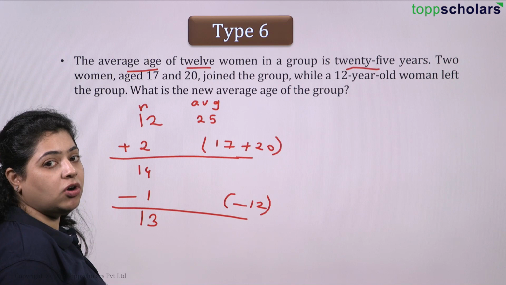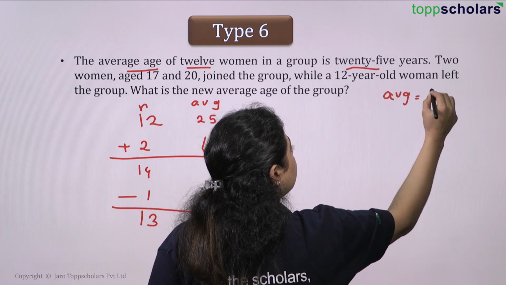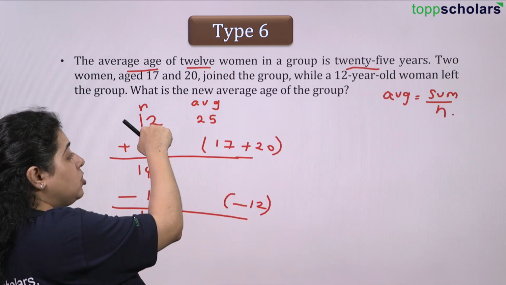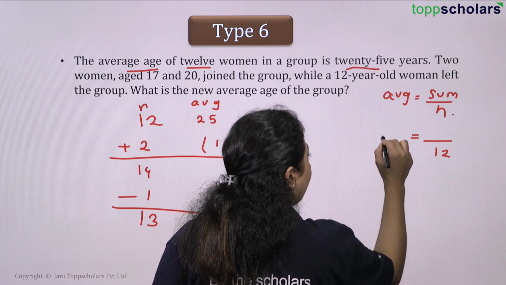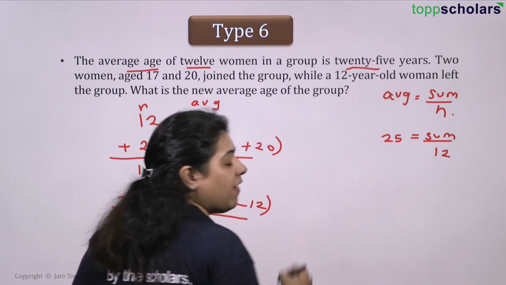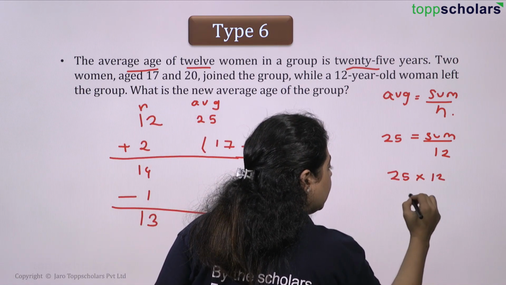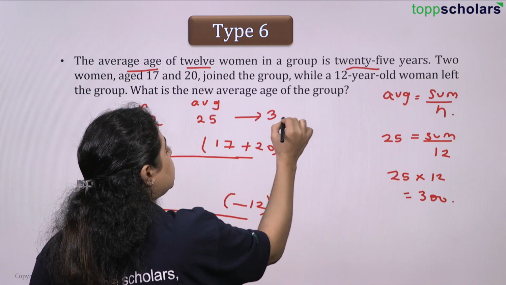Now how do we find out the new average? We know the formula for average. It is nothing but sum upon n. We are given here that the average of 12 people is 25. So for 12 women, the average is 25. So the sum will be how much? It will be 25 into 12. 25 into 12 gives us 300. So we understand here the sum is 300.